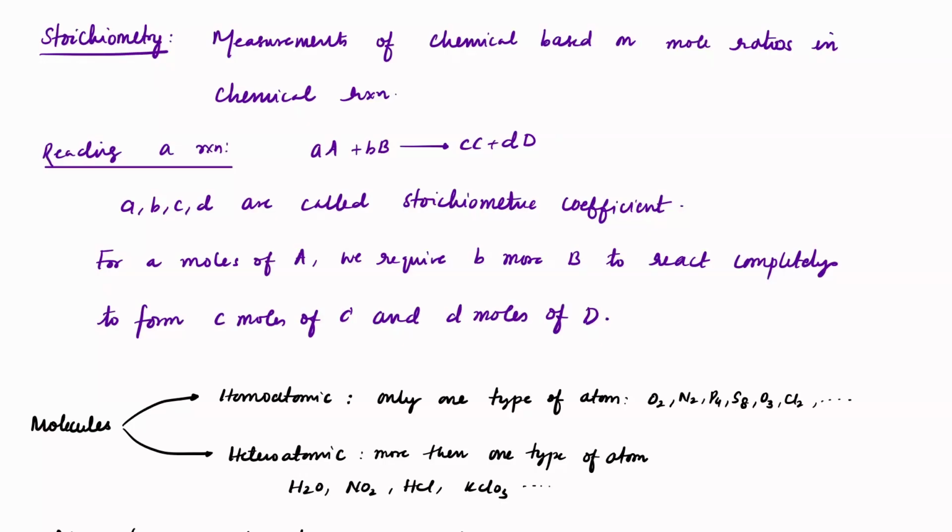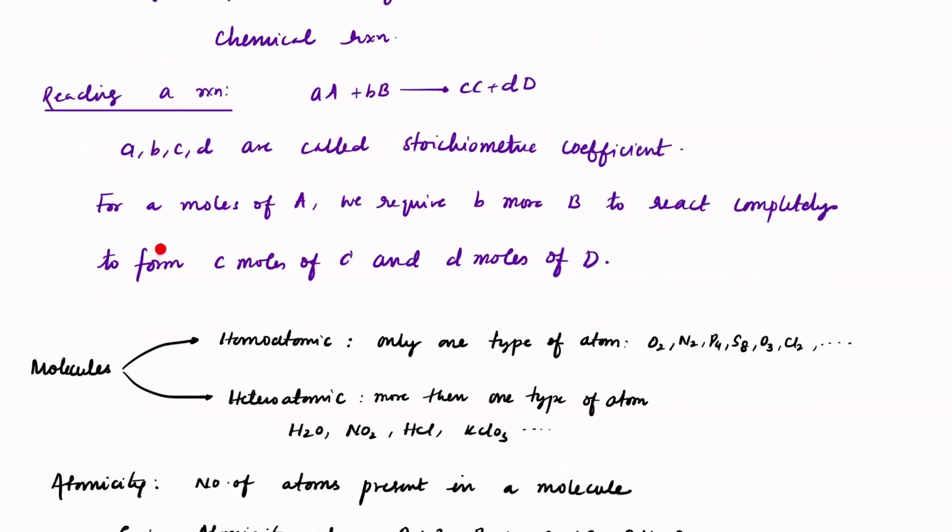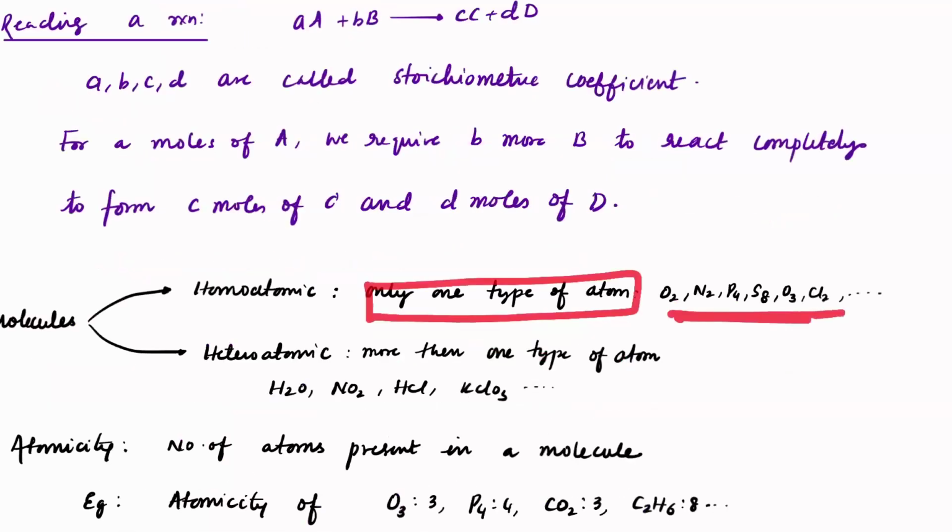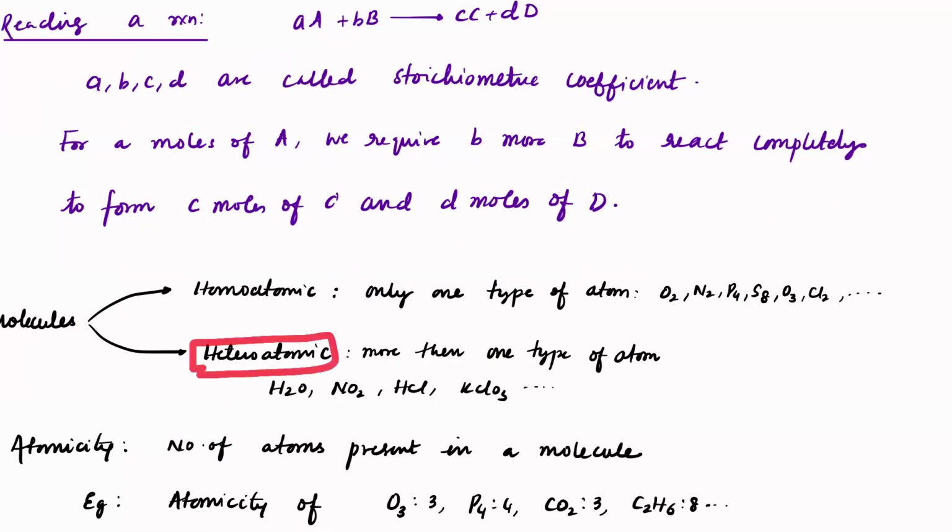Right, sorry. So the next part is about reading out the reaction. We just learned how to read the reaction. Generally, molecules are of two kinds: homoatomic molecules and heteroatomic molecules. If only one type of atom is present, we call it homoatomic, like O2, N2, P4, and so on. And then we also have heteroatomic molecules, which are a combination of two or more types of atoms.